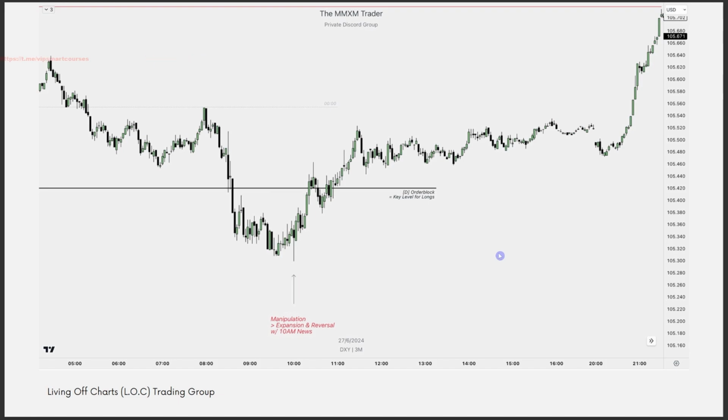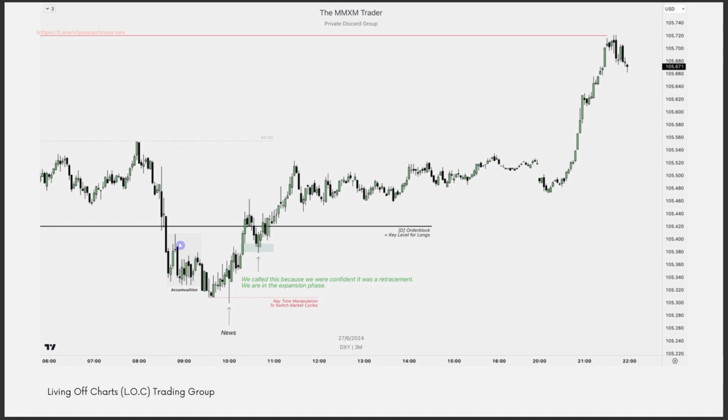Now we're diving a little bit deeper into the 3-minute time frame, and we actually called this price move up, right, as explained in the DXY video as well. 10 a.m. news causes a reversal into a key level.